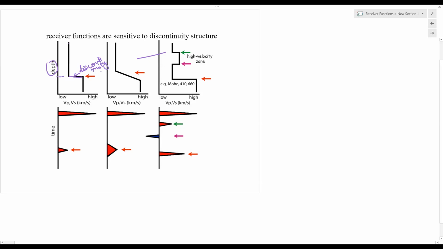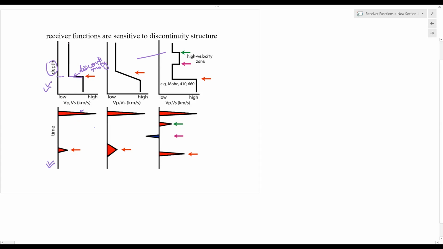So this is the discontinuity. The response of the receiver functions for this particular structure will be maybe something like this. Here you can see this is the direct P phase, and here is the converted PS phase.